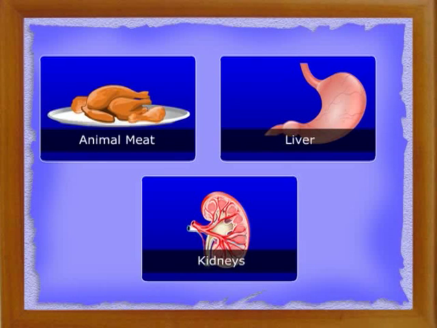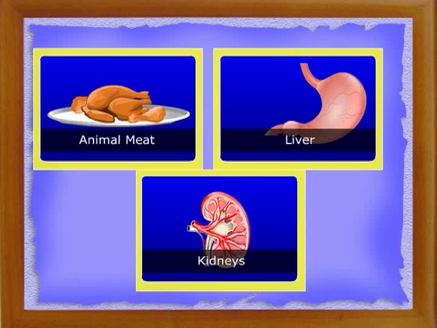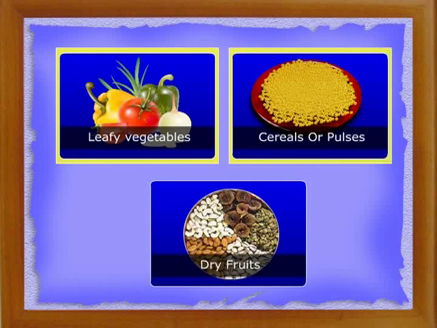Iron is one of the major trace elements required by the body. Most of the iron in the body is seen as a component of hemoglobin. It is this iron present in the hemoglobin which actually helps in transport of oxygen and carbon dioxide. Iron is richly present in animal meat and various animal parts like liver, kidneys, etc. Leafy vegetables, cereals, pulses, dry fruits are also a good source of iron.